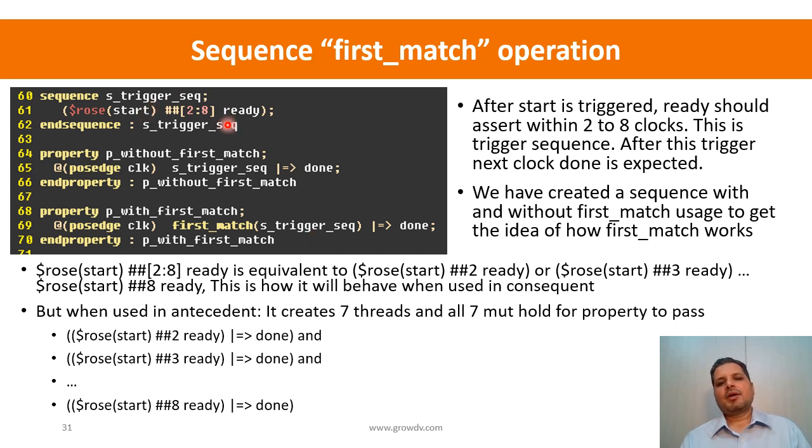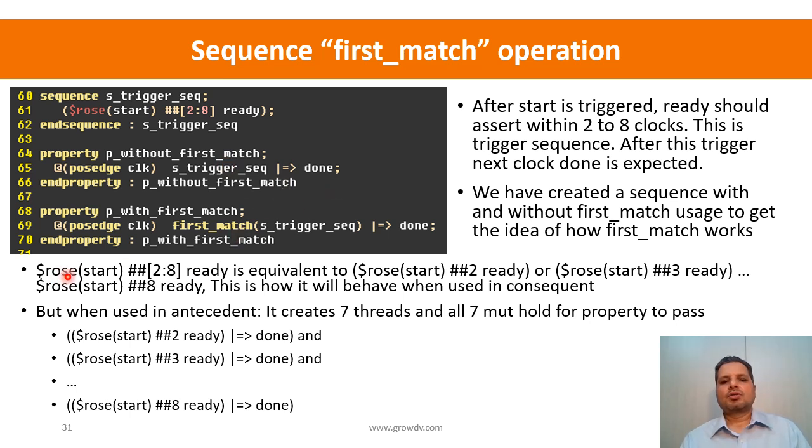So what is our expectation? Our expectation is when ready comes within 2 to 8 clock cycles, and it could be on the second, it could be on the third, or it could be on the eighth, whenever that happens, I want to check whether done follows in the next clock cycle. That is all that my requirement is. But when I write it without first match, we will see what happens.